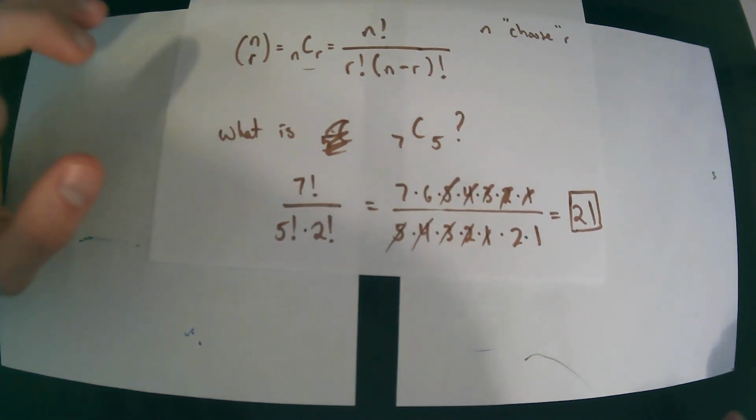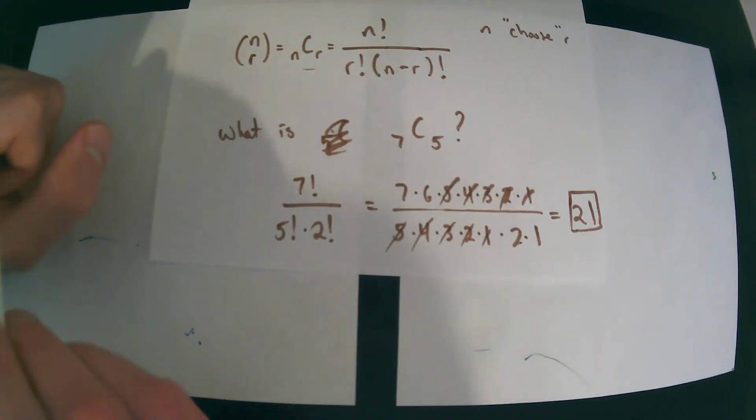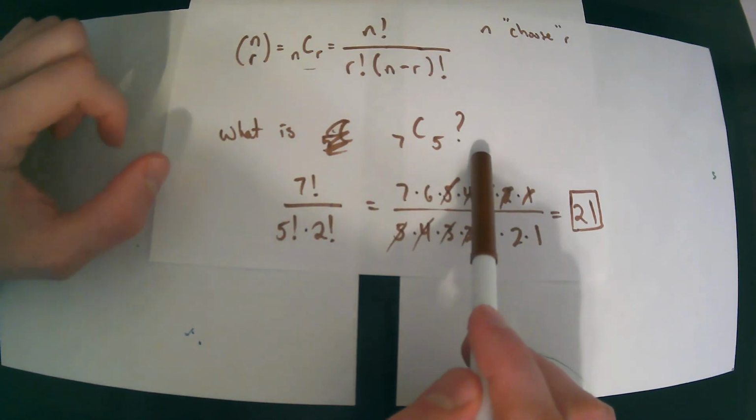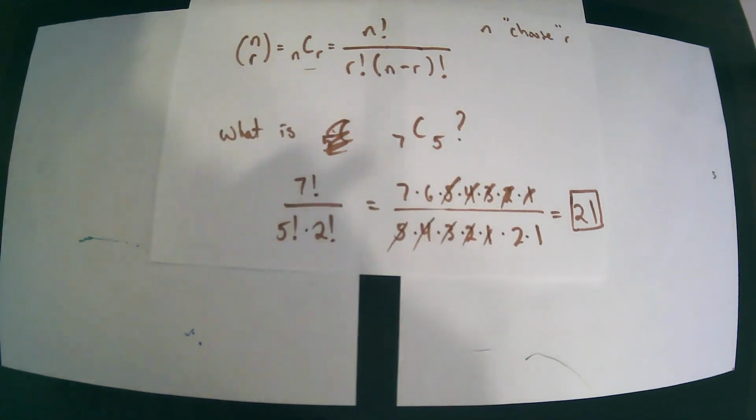So this might answer a question like, how many ways are there to choose 5 people out of a group of 7, where the order of that group of 5 does not matter? There would be 21 choices.